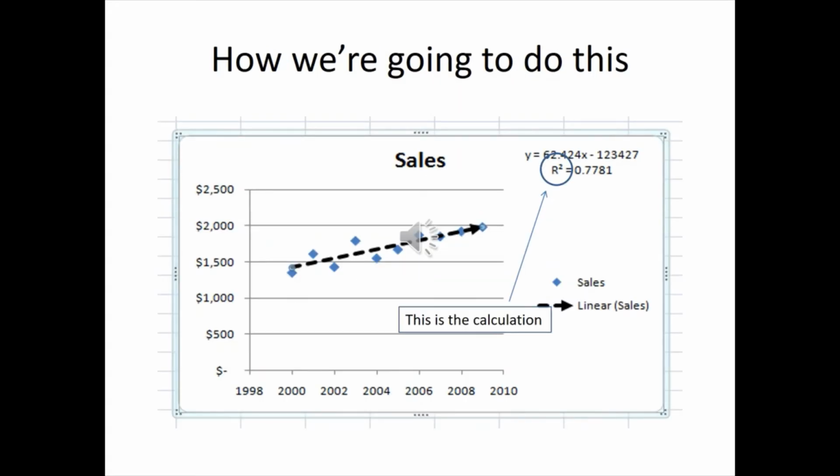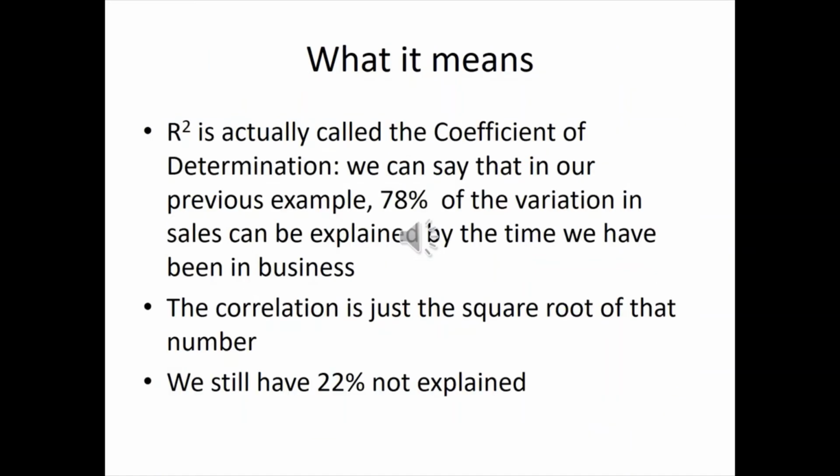Now if you look at that r squared term, let's talk about that. We just showed what r is. That's basically the correlation. If I square that, I get this r squared term. That's the calculation I'm interested in. Why? Here's why. R squared is actually called the coefficient of determination. A guy named Pearson, who was really a smart guy, came up with this. So that number we had, that 0.77, that's actually telling me about 78% of my variation in sales can be explained by the time we've been in business.